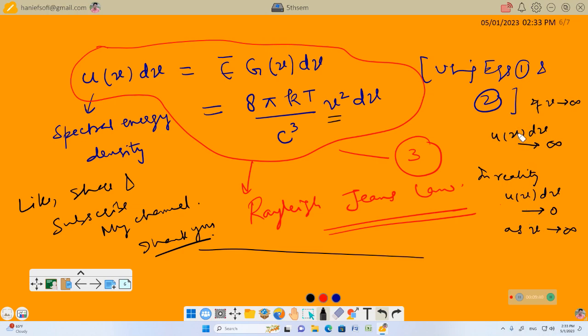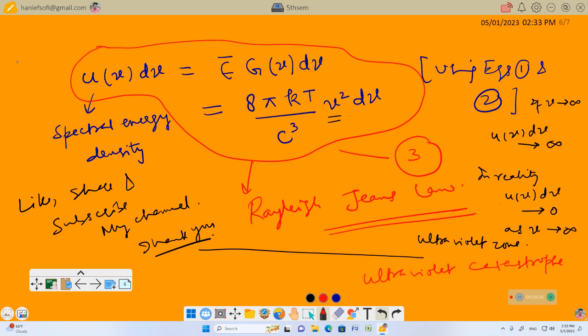Now, since this discrepancy occurs at high frequencies, and the high frequency zone is the ultraviolet zone, this discrepancy at high frequencies, which occurs in the ultraviolet range of frequencies, is called ultraviolet catastrophe.